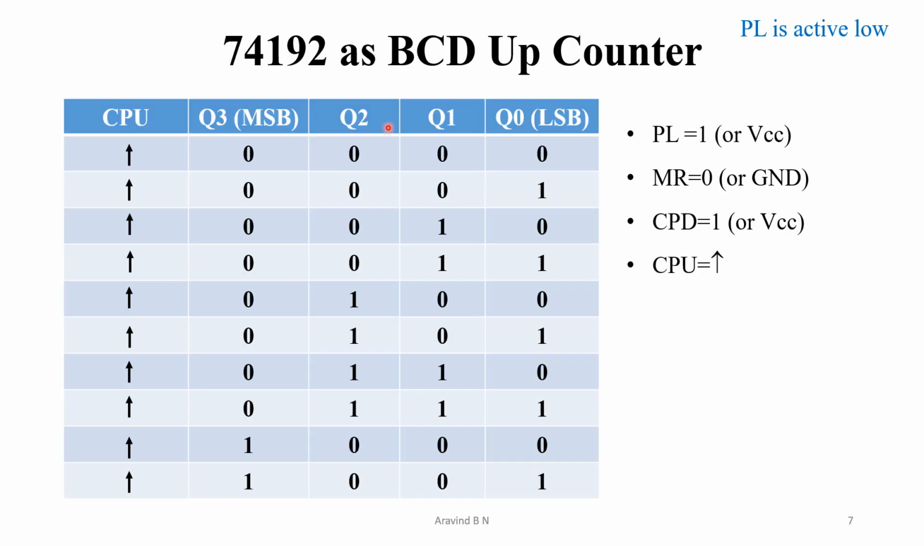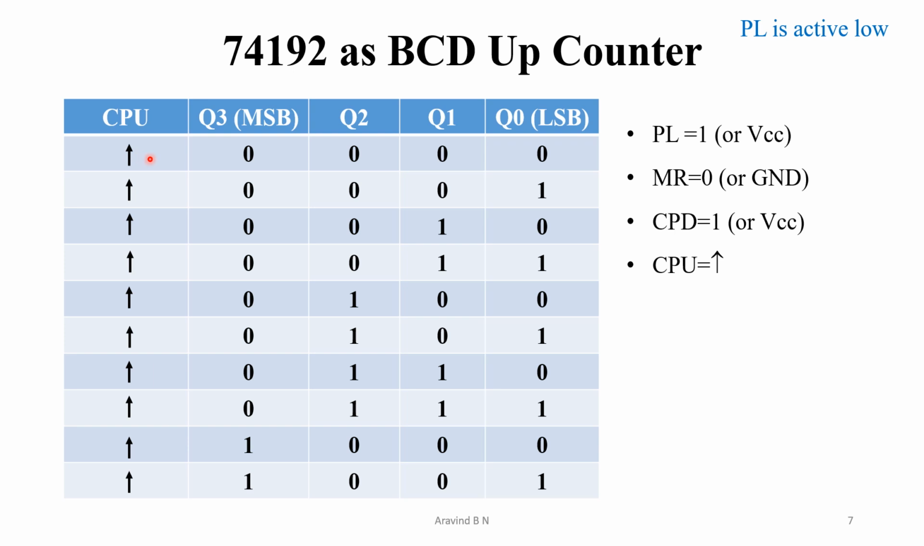Now let us start with the upcounting operation. This was the truth table for the upcount operation. The terminal count, the beginning count, will be from 0, 0, 0, 0, and the terminal count is going to have 1, 0, 0, 1. So we can design only a decade counter from this, or we can also call it the BCD counter.